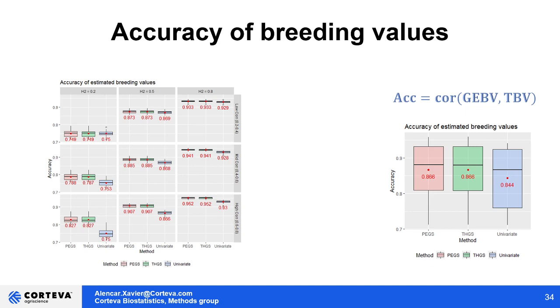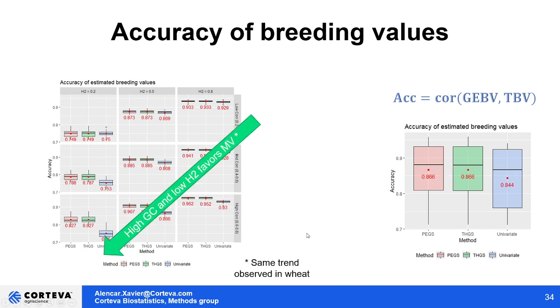Alright, so in terms of accuracy, both approximations were better than univariate, and one thing that you can notice is that PEGs is no longer lagging behind Tilde-Hat. So now they are very comparable. And once again, as the genetic correlation is higher and the heritability is lower, multivariate methods were doing better than the univariate counterpart. So same trend as the WIT dataset.